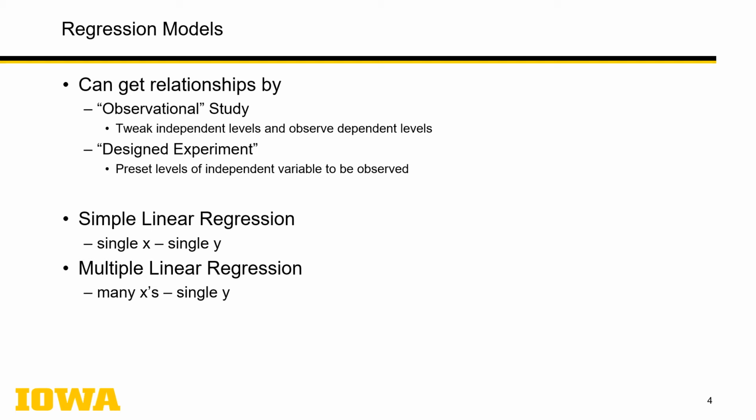Okay, so given whichever way you're going about it, you're still going to have XY pairs. And again, if it's a single x versus a single y, it's referred to as simple linear regression. Multiple x's versus a single y is multiple linear regression. And it's just really, honestly, more of the same of what we will talk about in this module.